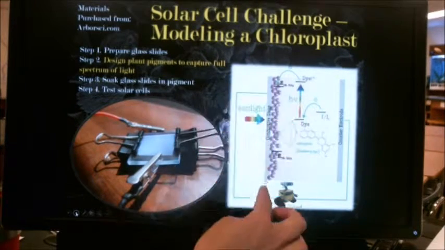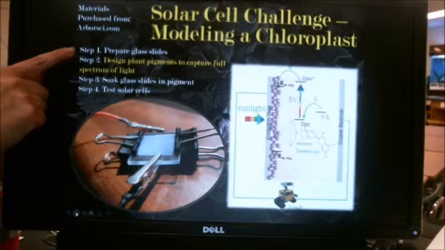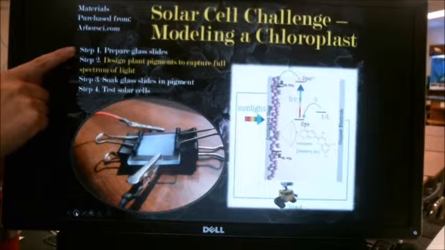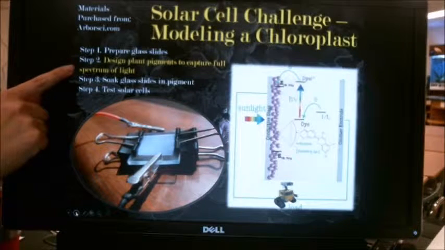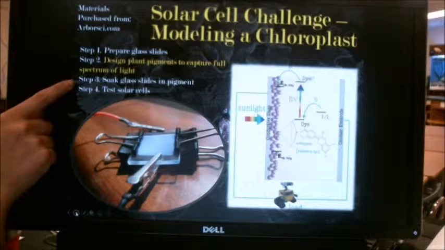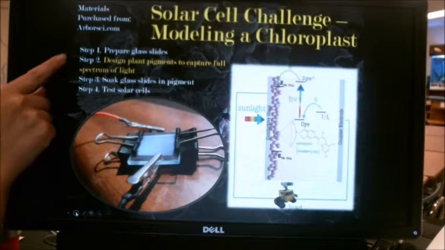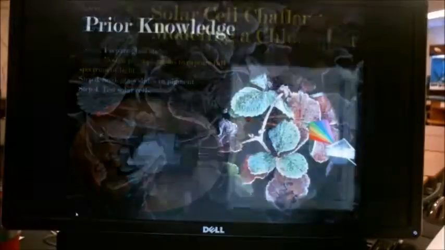This is a diagram from the information of what it looks like, so you can see the dyes adhere to this electrode here. You have to use certain dyes and certain plant pigments to make this happen. So the first step was they had to prepare the glass slide, and then the main step was to design plant pigments to capture the full spectrum of light, and then they soaked their glass slides in the pigment that they designed, and then finally they tested their solar cells. But the focus was, again, designing the plant pigments.